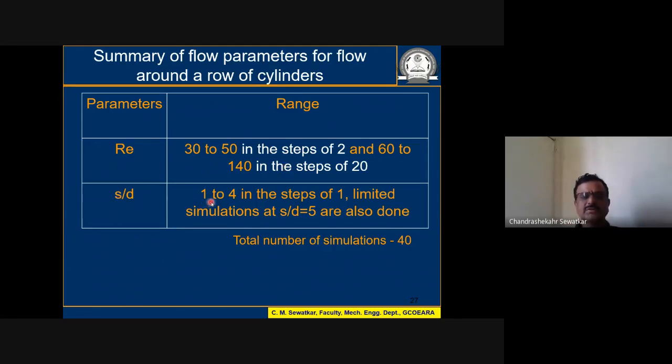And S by D is changed from 1 to 4 in steps of 1. S by D is the non-dimensional spacing between two bodies. Limited simulations were also carried out for S by D equal to 5. So a total of 40 simulations we carried out. Let me tell you, one simulation in this case takes more than 4 to 5 days. And if the Reynolds number is high, of the order of 140, it took more than 8 days for one simulation to obtain a substantial amount of data which can be used for analysis.